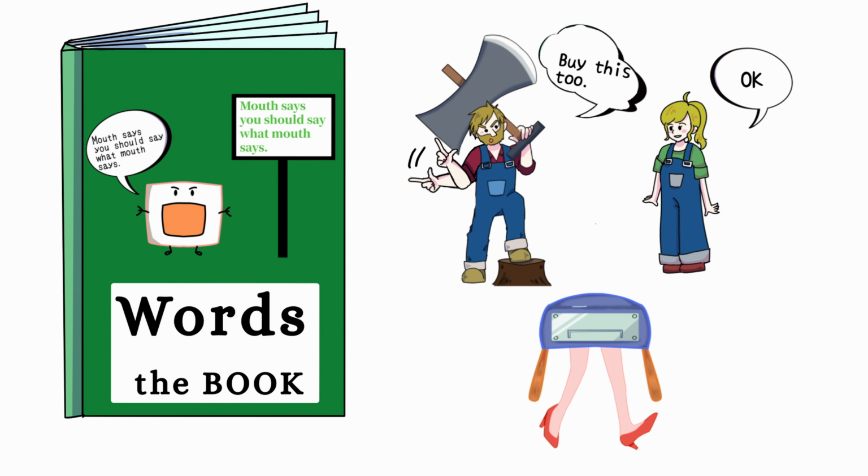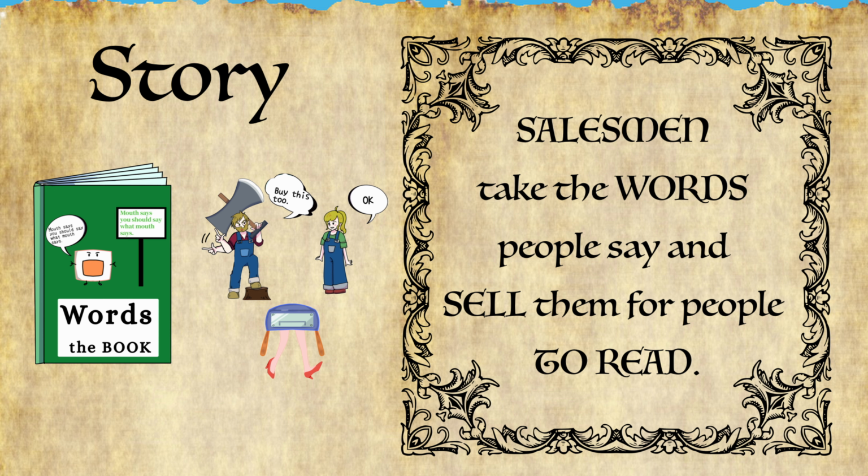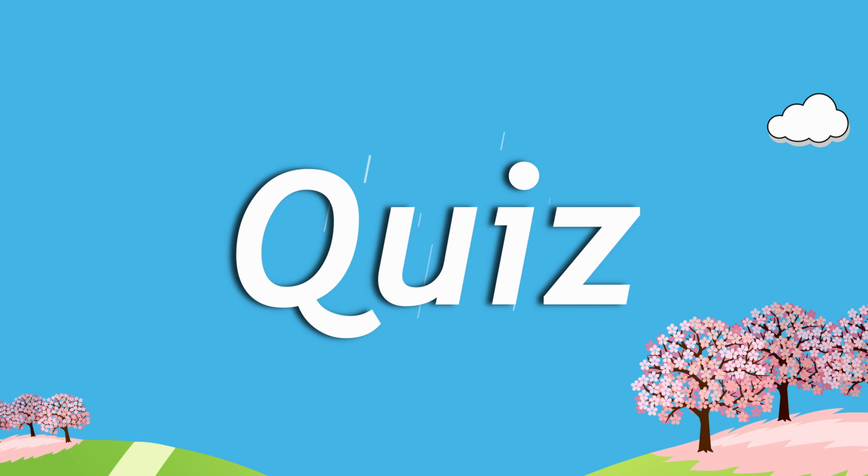For our story, we'll go with salesmen take the words people say and sell them for people to read. As in a book. They sell books. But I can't say that because it would ruin our first kanji for next week. Which brings us to the Lesson 16 quiz.